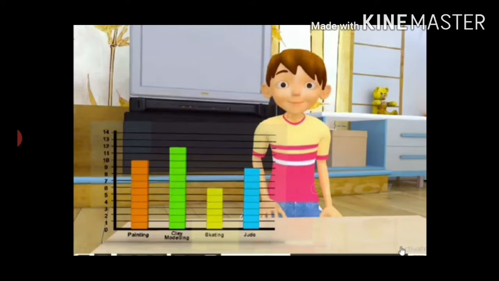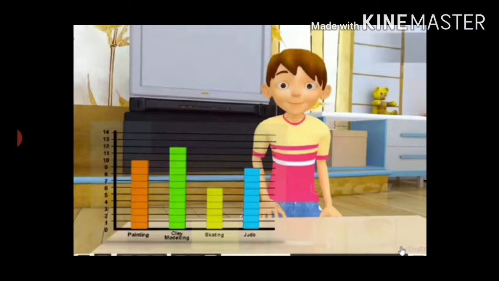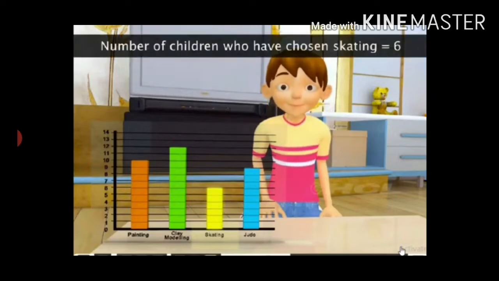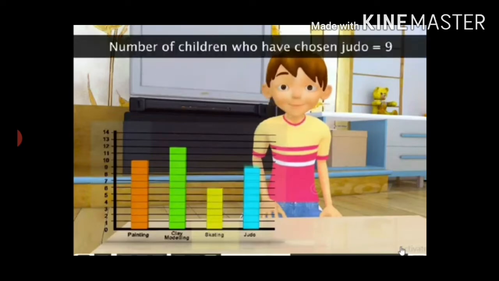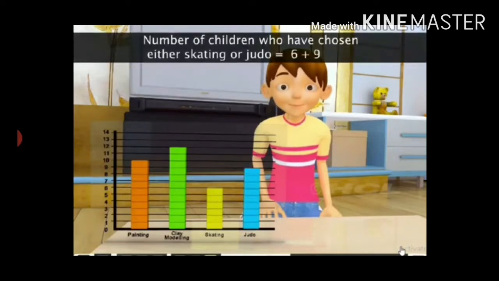Now, let's find how many children have chosen either skating or judo. According to the bar graph, 6 children have chosen skating. 9 children have chosen judo. So, the number of children who have chosen either skating or judo is 6 plus 9, which is 15.